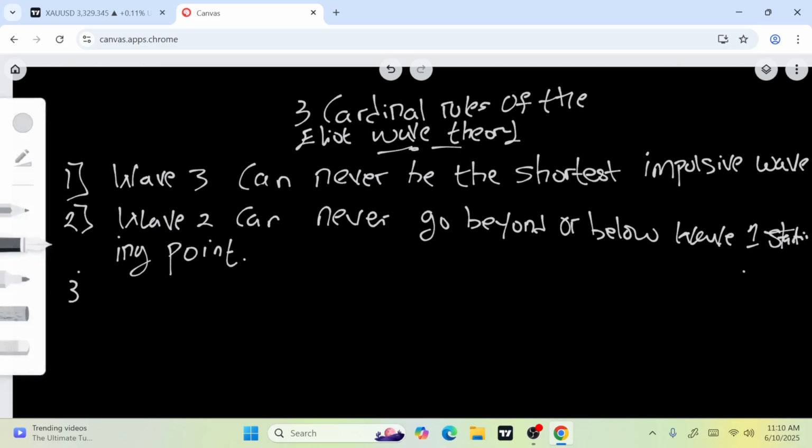Number 3, please take note of these rules. They are very important. No, it's not below it. It's still wave 2. It must never go below. It could be equal, but it must not go below. That is closing price. It must not close below. We could have fake breakouts, and at the end of the day, it will come back. So it must not close below. If it closes below it, the structure is broken.